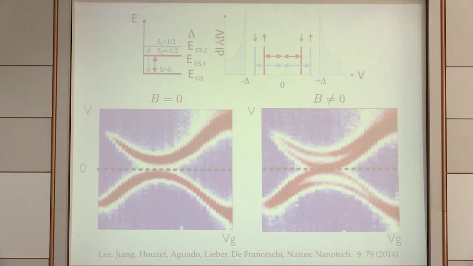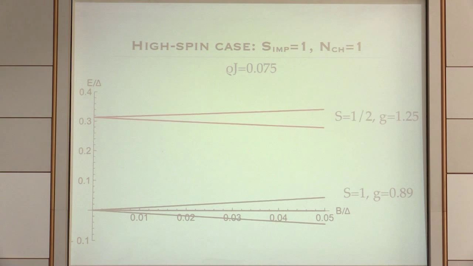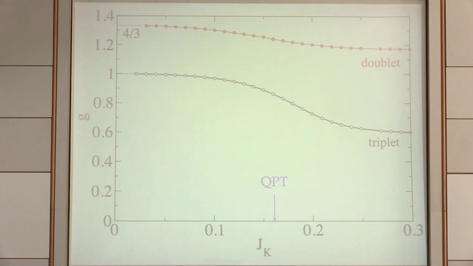But what I want to emphasize now is that if you have a generic impurity with large spin and several subgap Shiba states with different spin, what you expect is that these g-factors will not be the same. They're different. Even more interestingly, it turns out that they can even be larger than one, and this is an interesting thing to understand. Here I just plot how the g-factor evolves as a function of the Kondo exchange coupling. And you see that for the doublet excited state, it even starts at a value which is larger than one.